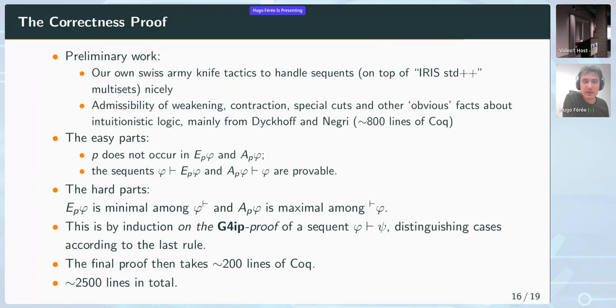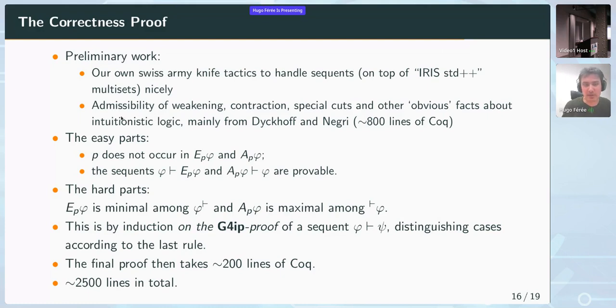So what does the correctness proof look like? Well, a lot of the work is hidden really to make the main proof easy and nice to handle. And there's a lot of tactics that depend on the Iris std++ library, namely the multiset side, which help us write intuitionistic proofs very easily and almost naturally.